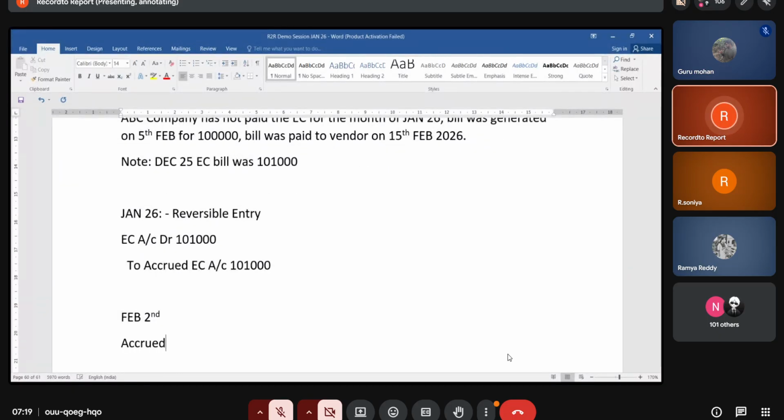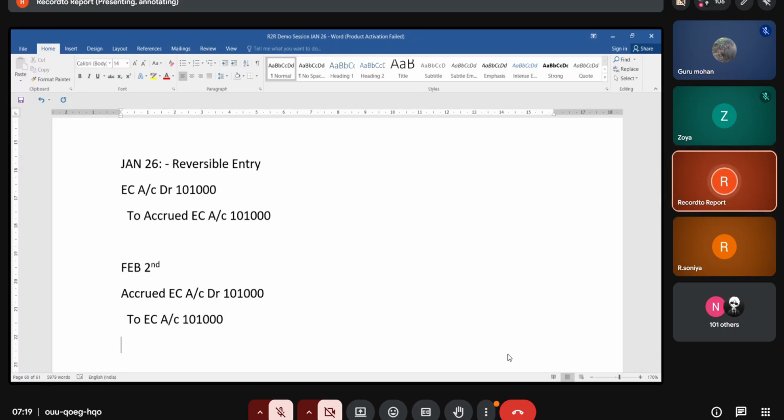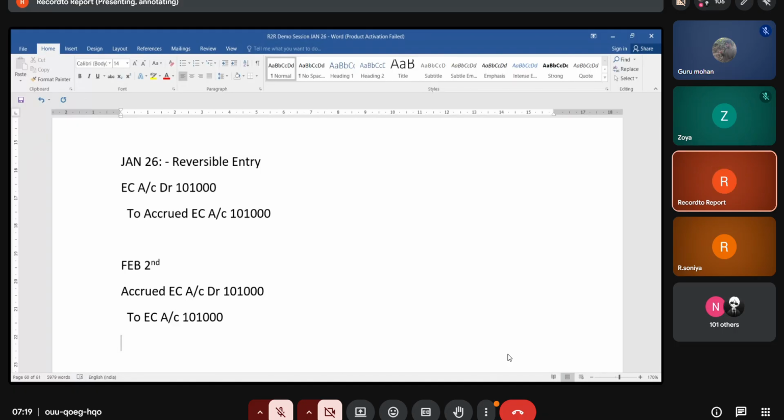So what is the entry? Accrued electricity charges account debit, 1,01,000, to electricity charges. So the entry we booked in the month of January will be reversed. Why are we booking at the month end of January? If we do not, the profits are inaccurate. So to get an accurate representation, we are booking the accruals. Is it clear?